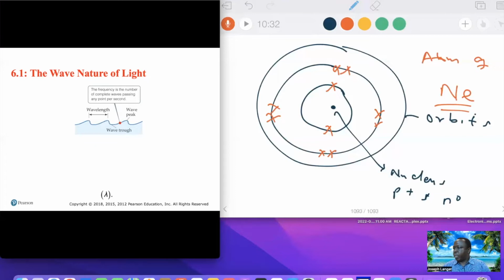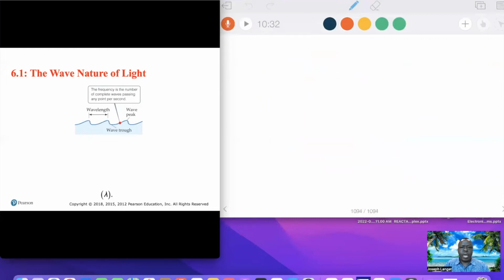And it's even beyond that, because beginning in the 20th century, the way we look at light has really revolutionized how we live. There have been dramatic changes in the way we look at the universe just because of light. So section 6.1, the wave nature of light.